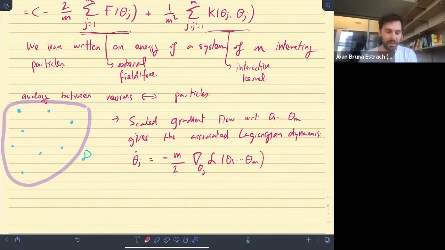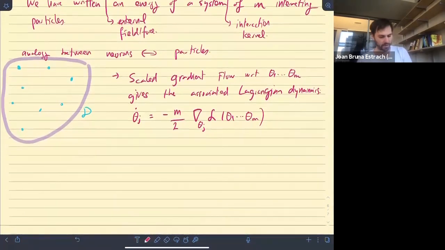Let me just emphasize that this equation is exactly what you are using in your computer, right? When you train a neural network and you train the empirical loss with gradient descent, this is exactly the dynamics that you're following. Every particle, every neuron is going to evolve in the direction that is the negative direction of the gradient, right? That's exactly how you train your network. Okay? So this is true for all the particles of the system.